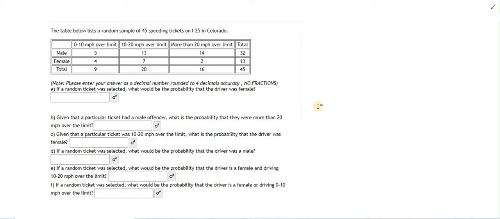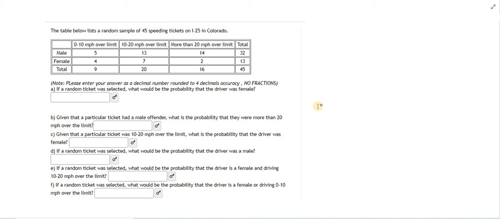The table below lists a random sample of 45 speeding tickets on I-25 in Colorado. We want to answer the following questions. If a random ticket was selected, that's one event, what would be the probability that the driver was a female? So the probability that the driver is a female is how many females we have in that group out of the total of people in that group.